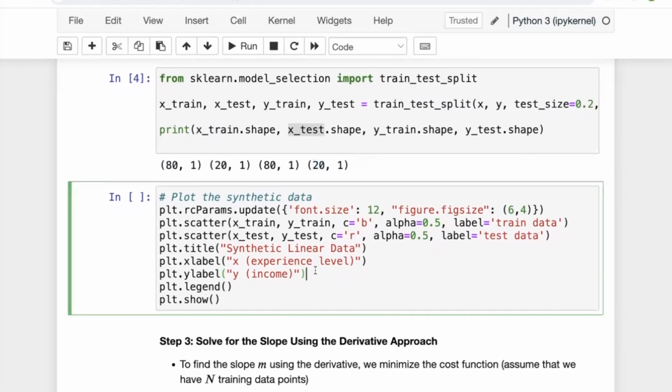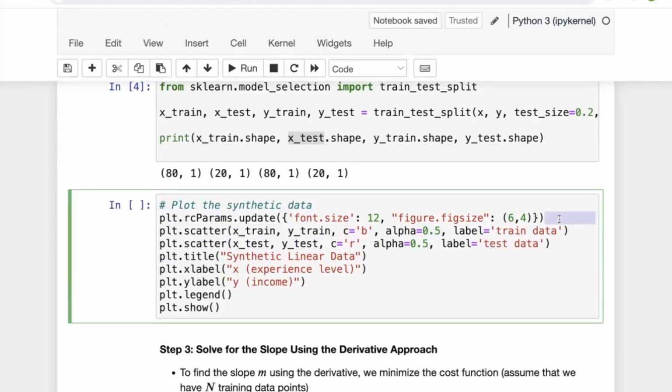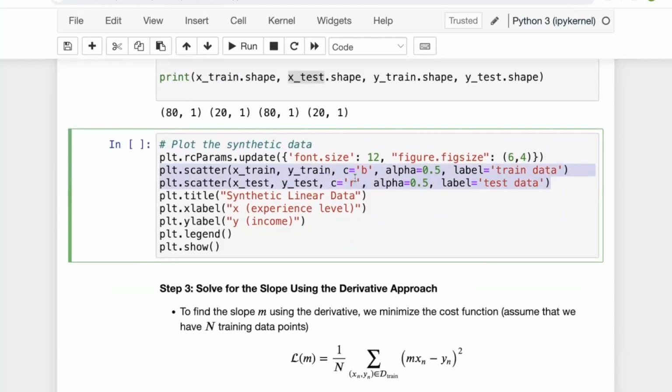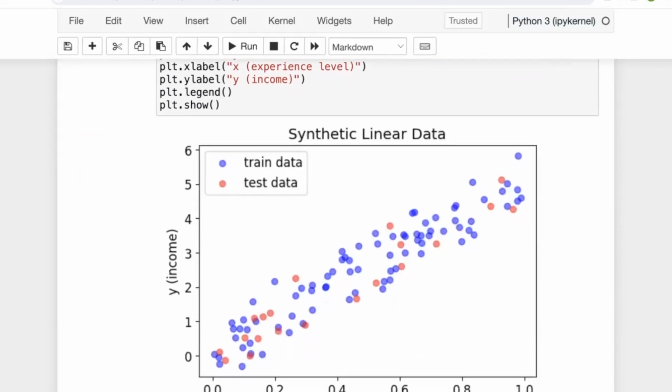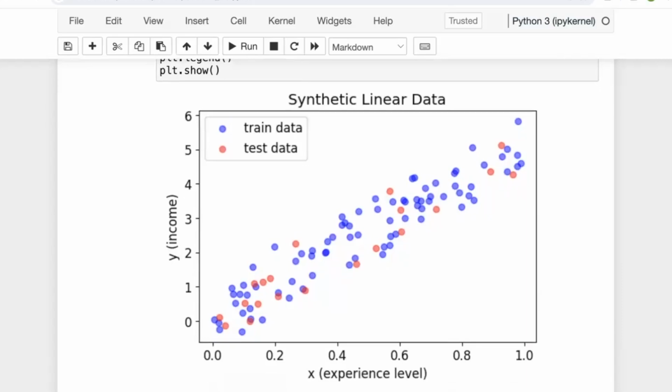So let's say now we use 2 scatter plots to individually look at training and testing data points. And I'm going to use different colors: blue for training, red for testing. We also give them labels, and we're also using plt.legend. So you can see why knowing matplotlib is essential for machine learning and data science, because we can use it a lot for visualization purposes.